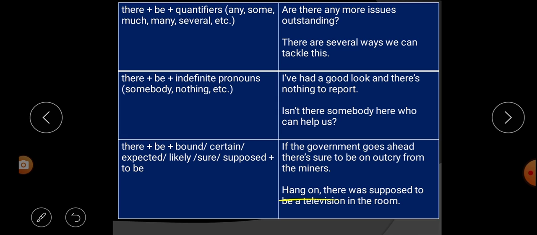Hang on, there was supposed to be a television in the room. So let's go through the rule. First of all, introductory there. Next, be from was, then the words supposed to be. So in this way we can use introductory there. Hang on, there was supposed to be a television in the room.